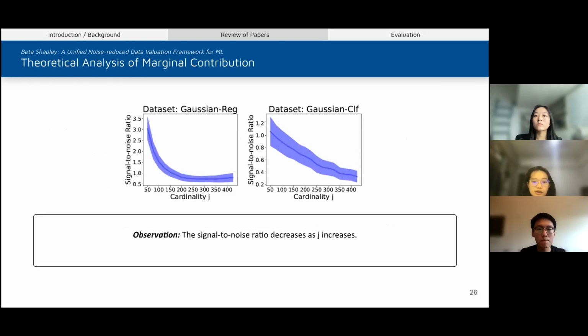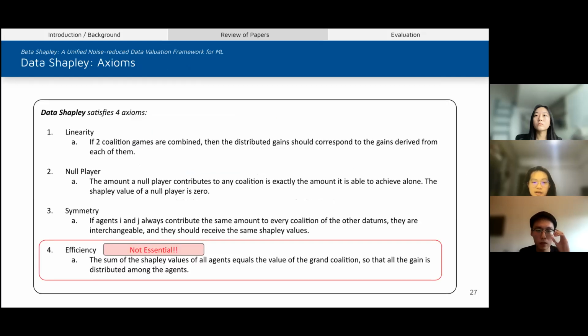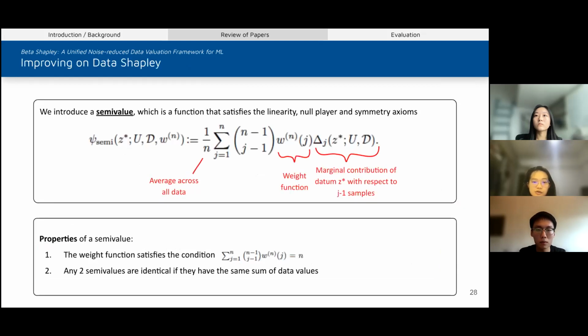Next, we look at marginal contribution. From these graphs, we can see that signal-to-noise ratio decreases as j increases. In other words, when j is large, the signal of marginal contribution is more likely to be perturbed by noise. Hence, we should assign large weight to small cardinality instead of using the uniform weight in Data Shapley, in order to capture the impact of one datum better. So back to the 4 axioms of Data Shapley, the paper then showed that removing the efficiency axiom gives a new form of data value that can assign larger weight on the marginal contribution based on small cardinality rather than large cardinality. So we introduce a function called the semi-value, which satisfies the linearity, null player, and symmetry axioms.